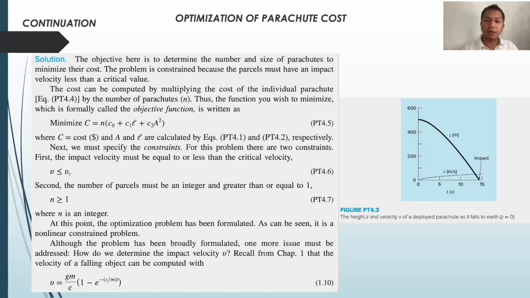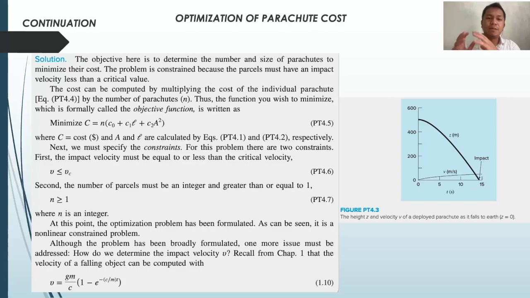So the cost can be computed by multiplying the cost of the individual parachute by the number of parachutes n. And the function you wish to minimize, which is formally called the objective function, is written as minimize C is equal to n quantity C naught plus C1 times L plus C2 area squared, where C is the cost in dollars, and A and L are calculated via the previous equations.